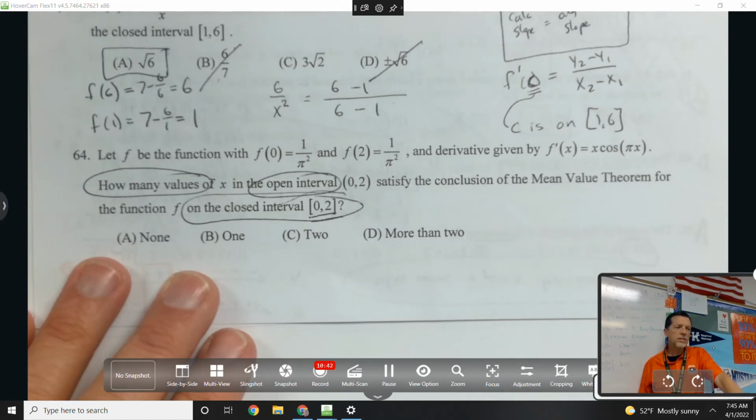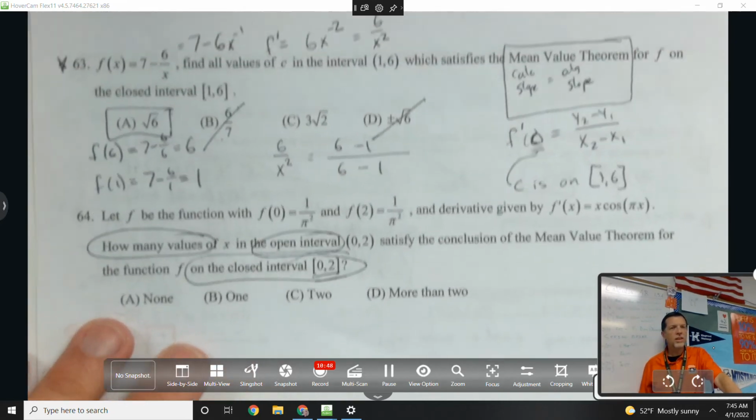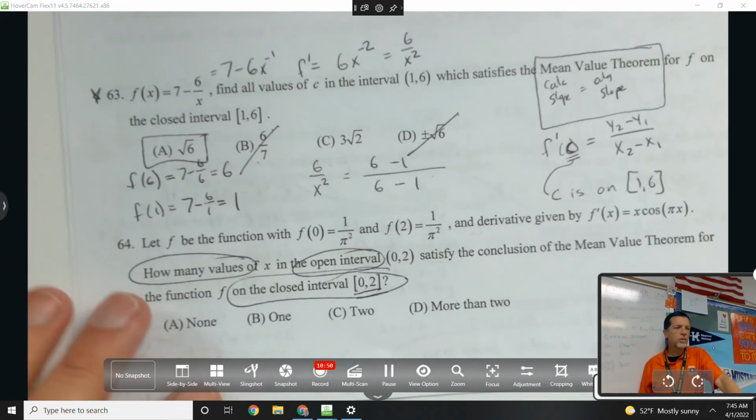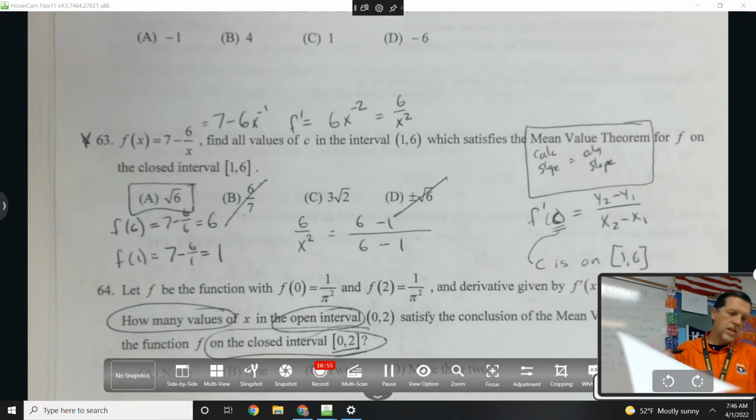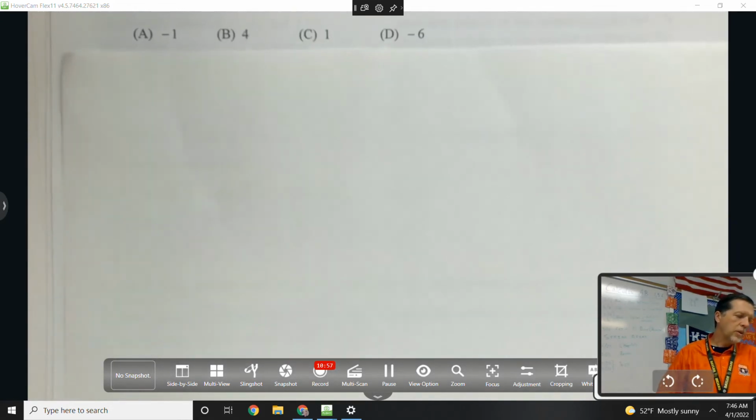Anything else? I think there's only one more that I was concerned with. 62? Are you okay with 62? Well, whether you are or not, I'm going to work 62.